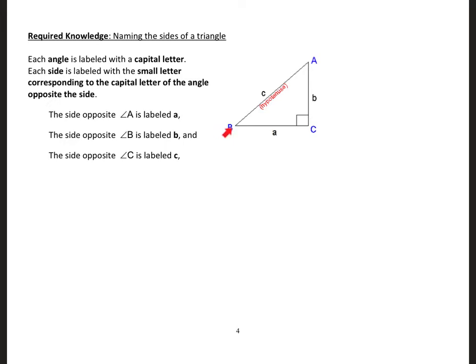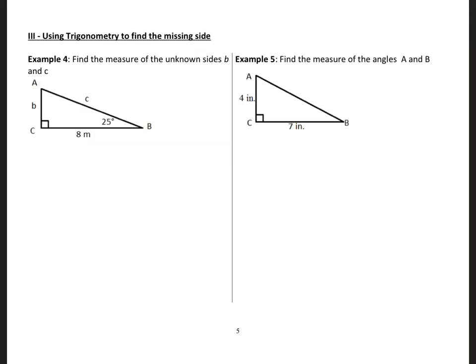If you're starting at B, opposite is side B. And this is the way we are going to label all the triangles that we are going to work with in the examples I'm going to do. So we start with triangle number 1. Find the measure of the unknown sides B and C.